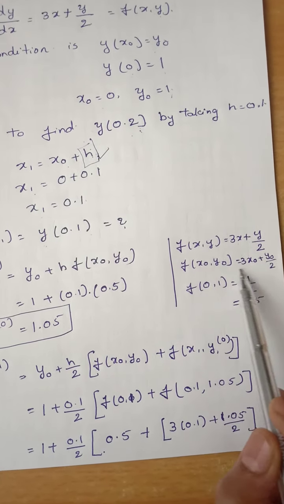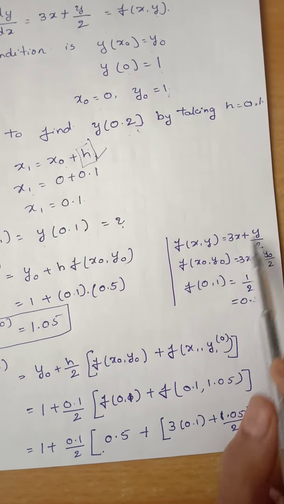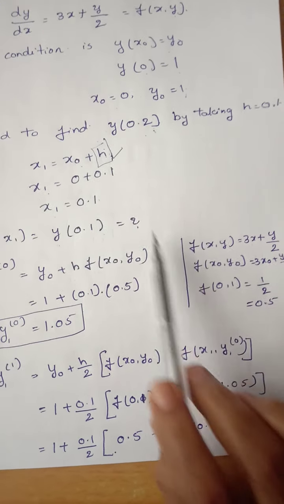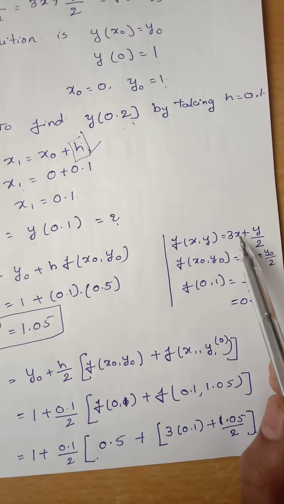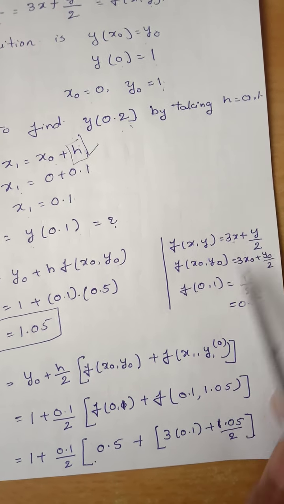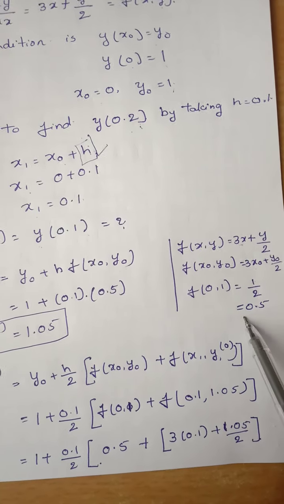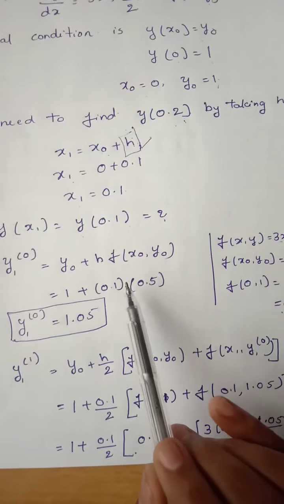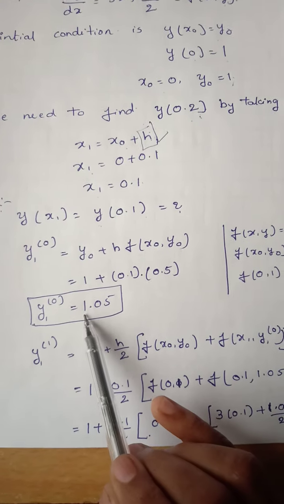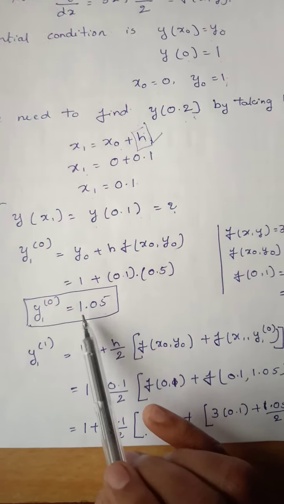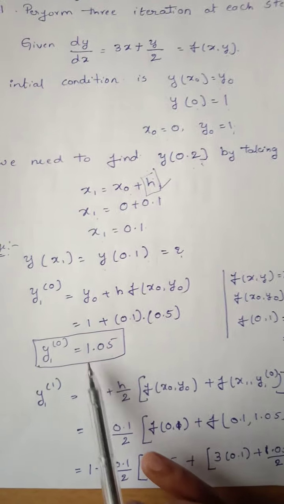So substitute x0 in the place of x and y0 in the place of y. What are x0 and y0 in the problem? 0, 1. Substitute 0 for x, so this term becomes 0, and 1 for y, it becomes 1 by 2. 1 by 2 is 0.5. So f of x0, y0 is 0.5. So y1 of 0 is 1.05. We call this the predicted value of y.